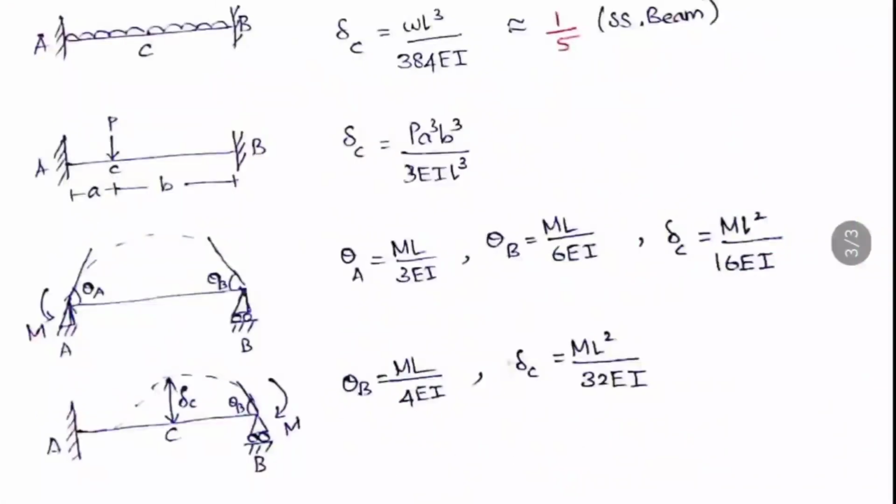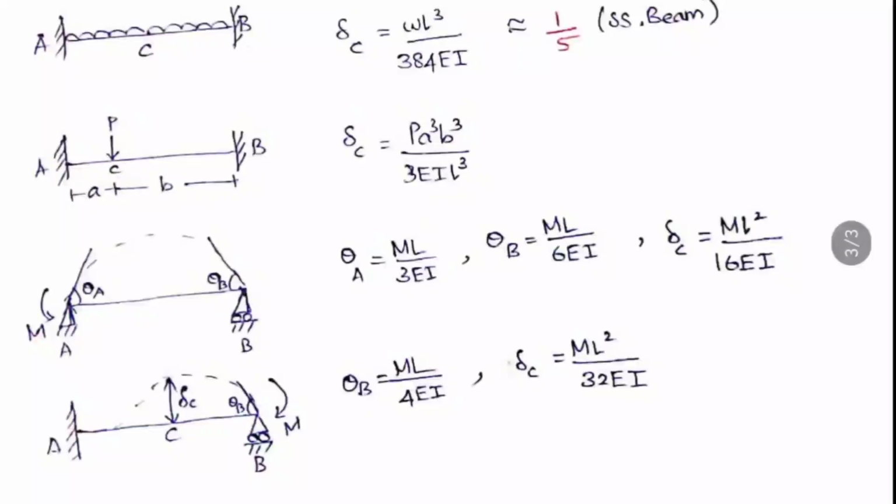The same thing applies for the fixed beam with UDL. Here it is WL cube by 384 EI, which is 1 by 5 times the simply supported beam with UDL, where we got 5 by 384. So 1 by 5 of that. You can remember these two fixed beams with the simply supported beam values. Then the fixed beam with point load at eccentricity is PA cube B cube by 3 EI L cube, whereas in the simply supported case you study PA square B square. Similarly, it will be here.